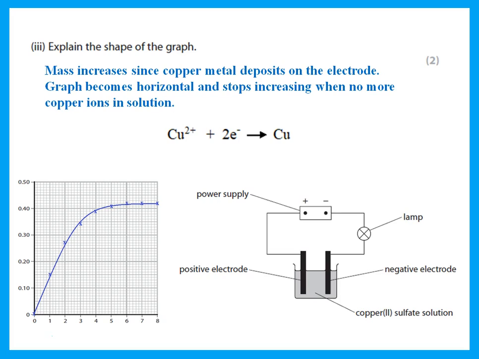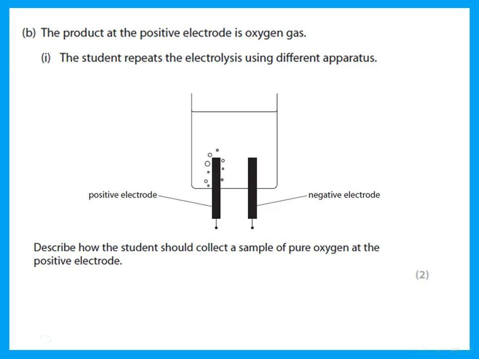And then at the end, the graph becomes horizontal and stops increasing when no more copper ions are in solution, when we have finished all the copper ions in solution and no more copper is being deposited on the negative electrode. The product at the positive electrode is oxygen.